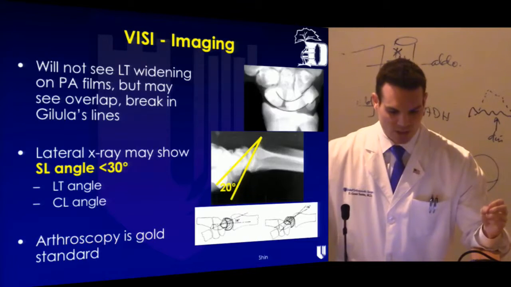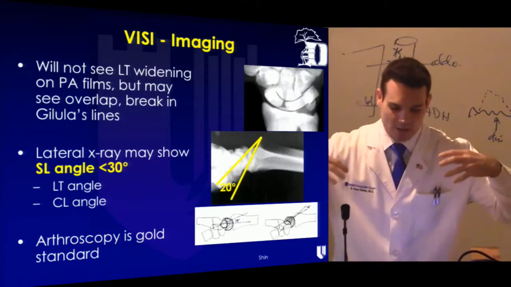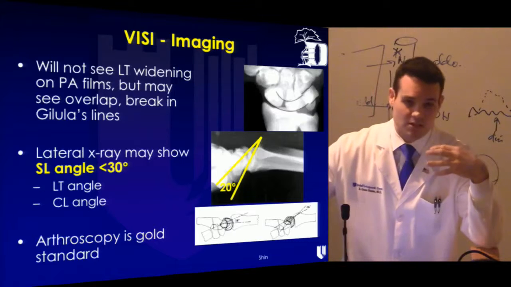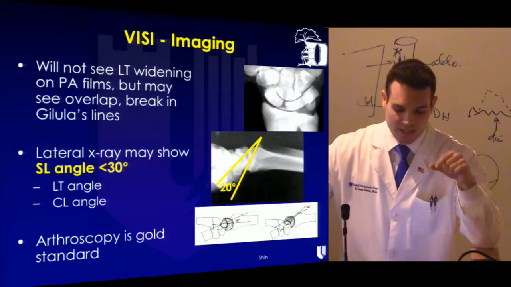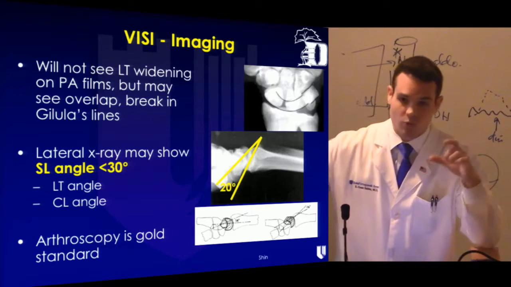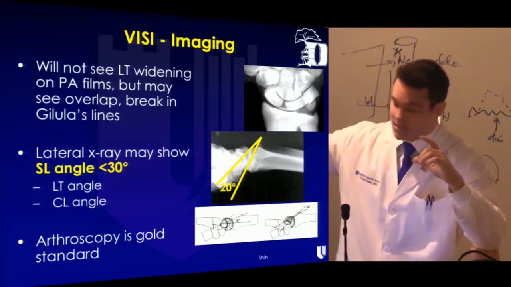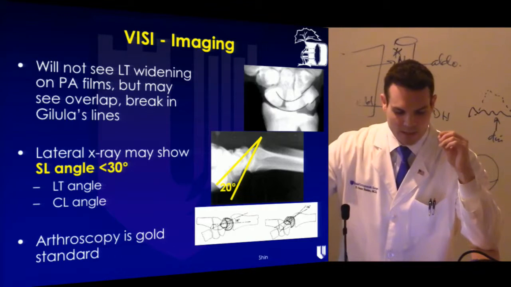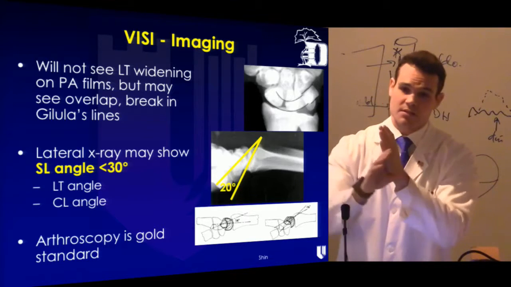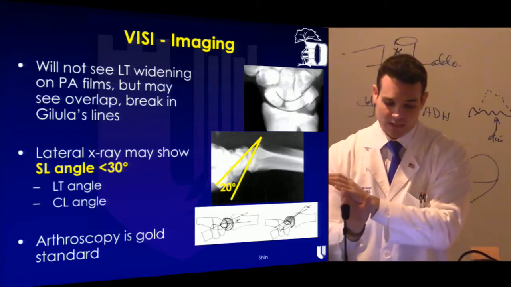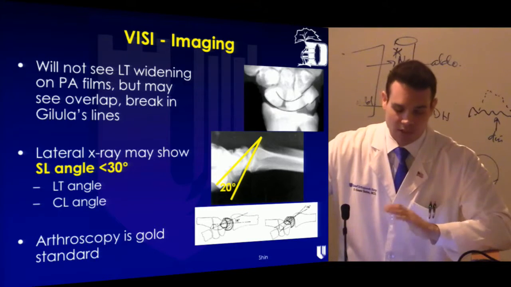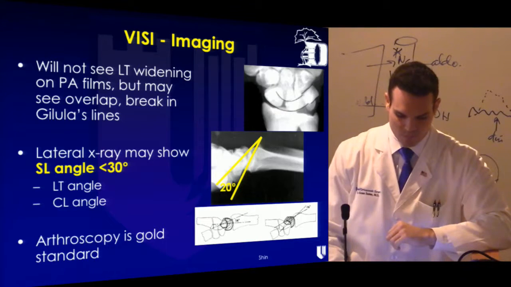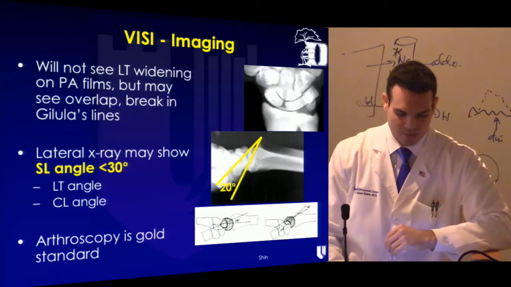In terms of imaging, in contrast to SL injury, where you see gapping, you will not see this on lunotriquetral injury, because in LT dissociation, the triquetrum actually translates proximally. So you won't see a gap, but you may see overlap, or you may see a break in Gilula's lines here. Lateral x-ray, again, we go back to the SL angle. It may show a decrease in the SL angle because, again, the scaphoid and the lunate are moving together in this case abnormally, and so it may be less than 30. Other people talk about the LT angle and the CL angle, but that seemed less common. And then again, arthroscopy is the gold standard.